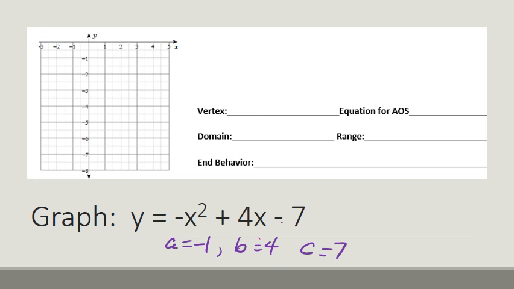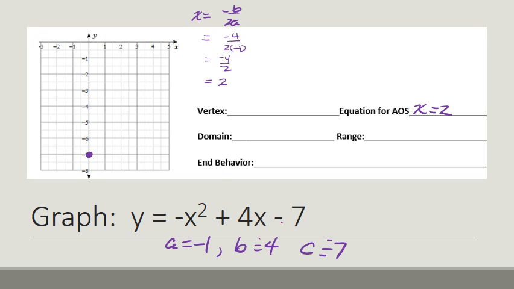So that negative 7 is our y-intercept, so I'm just going to graph that right there just to start because I know I've got that point. Now to find our vertex, we're going to do x equals negative b over 2a. So in this case, it's going to be negative 4 over 2 times negative 1, which will give us negative 4 over negative 2, or positive 2. Okay, so our equation for our axis of symmetry is x equals 2.